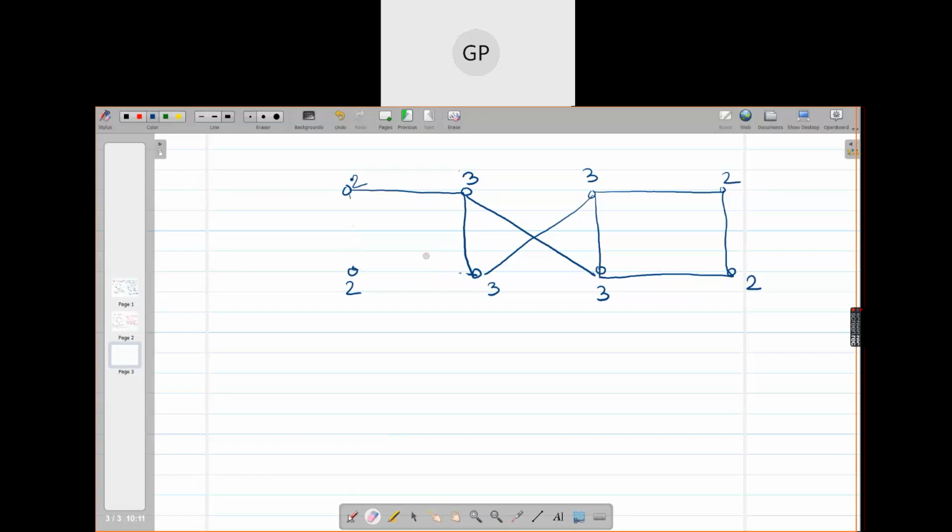Similarly, if I redraw this and delete these 2 edges also, the graph becomes disconnected, right? Because these 2 edges were connecting these 2 components. So what is the edge connectivity of this graph? 2. So lambda G is equal to 2. Have you understood it? Yes, ma'am.